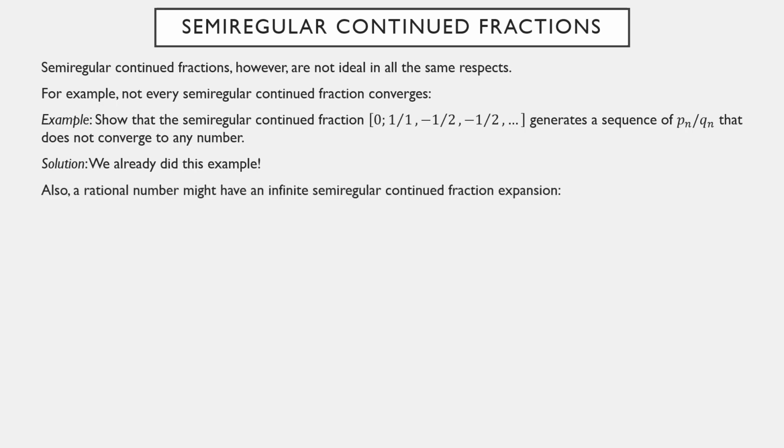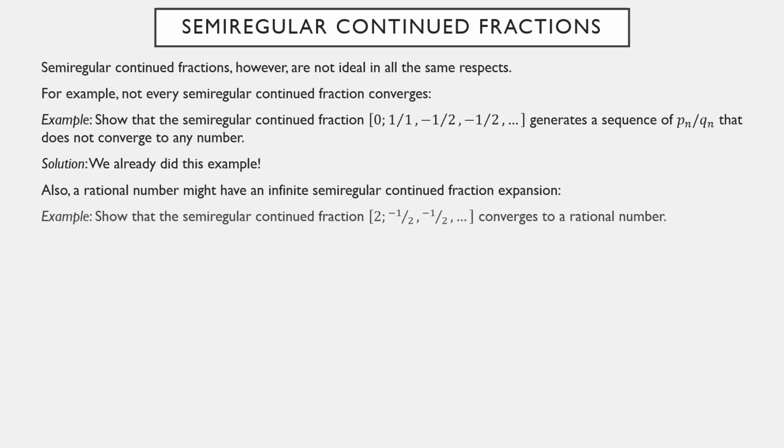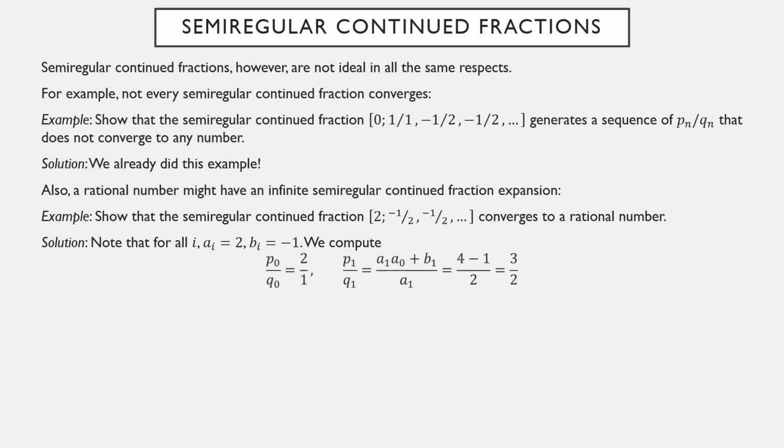Also, a regular continued fraction for a rational definitely terminates, but for semi-regular continued fractions, it might not. As an example, we have the semi-regular continued fraction 2, minus 1 over 2, minus 1 over 2, minus 1 over 2, and so forth. All of the a_i are 2, all of the b_i are negative 1. So P_0 over Q_0 is 2 over 1. P_1 over Q_1 is 3 over 2.